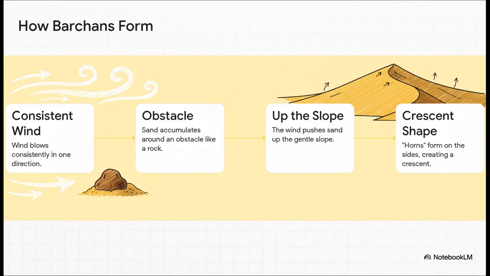So the big question is, how does wind make this exact shape? It's actually a pretty cool process. First, you need the wind to blow steadily in one direction, okay? Then, the sand starts collecting around something small, maybe a rock or a small bush. The wind keeps pushing the sand up one side, which is the gentler slope. Then, the sand tumbles down the other, steeper side. But the sand on the edges moves a little faster than the sand in the middle. This creates 2 points, or horns, that face away from the wind. And there you have it, a perfect crescent-shaped barchan.